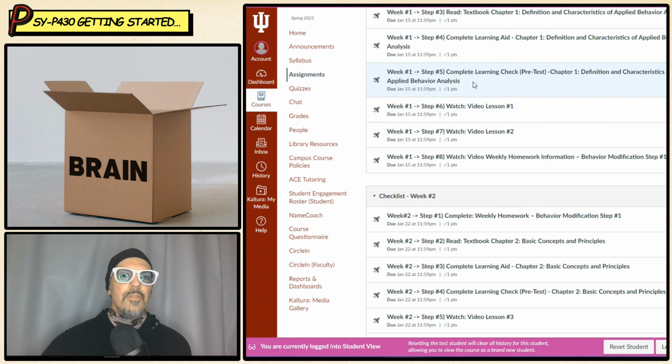However, the next step that we have, so once you've completed the learning aid, then we have this learning check, which is your actual pretest. And for the learning check, this is designed for assessment. Now, it's the exact same quiz that you just took in the learning aid. So I want to be very transparent about that. It's the exact same quiz. So you don't have to be worried about taking the learning check.